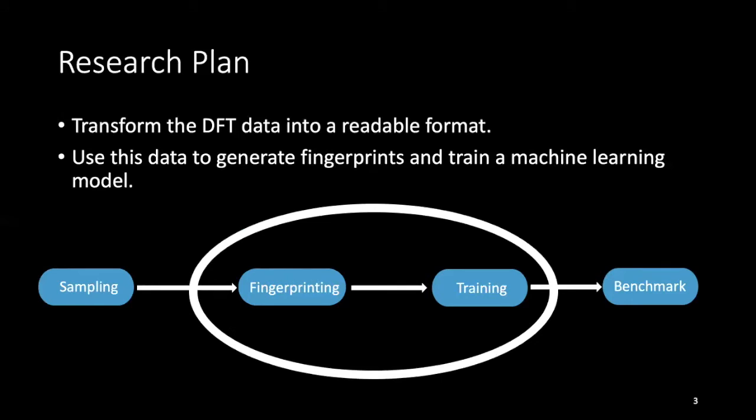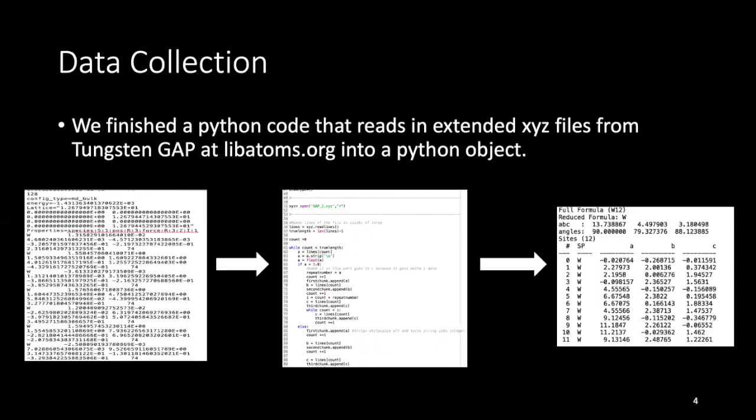What this means in terms of a research plan is that we collected DFT data, processed that data into a more readable format, featurized that data, and then trained a machine learning model to predict specific materials properties, in this project, energy. We then compared the calculated energy to the observed energy to see if the model accurately predicted the energies of the structures.